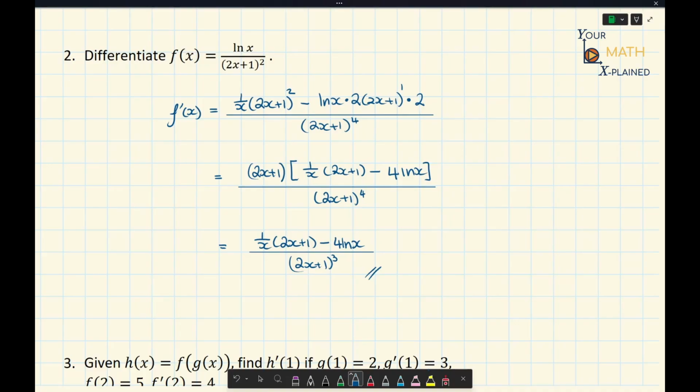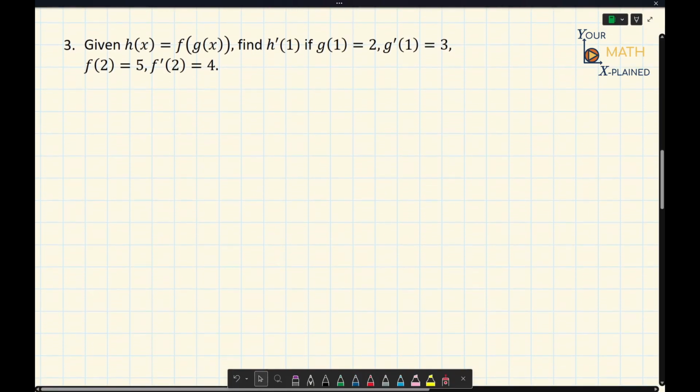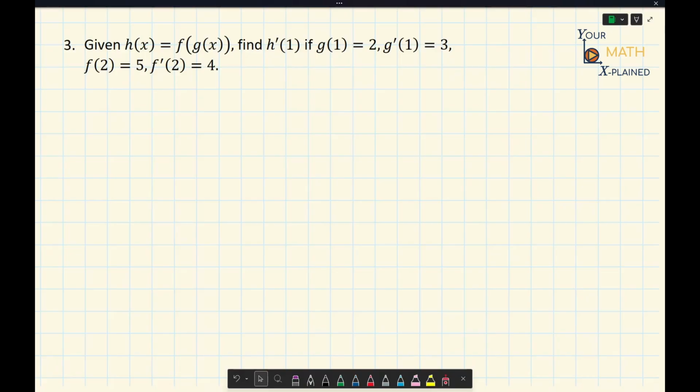There's no need to worry too much about simplifying the expression afterwards. And now let's go ahead and take a look at our next example, which is an AP style problem that involves interpreting given points. So here, we're not given the specific composite function. We're just told that h is a composite function. It's f of g of x. And then we're given some values for g of 1, g prime of 1, f of 2, and f prime of 2. And the question is asking us to find h prime of 1.